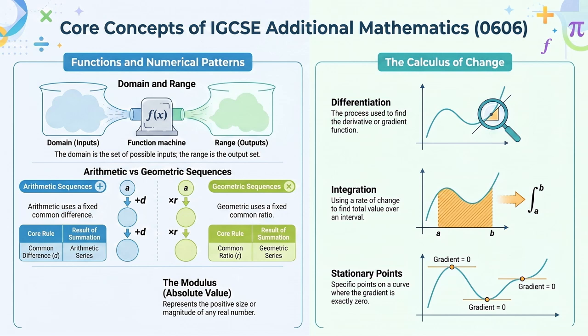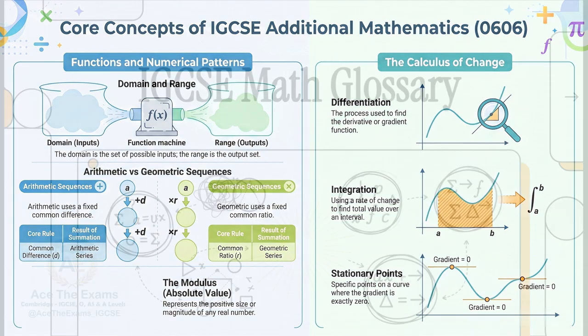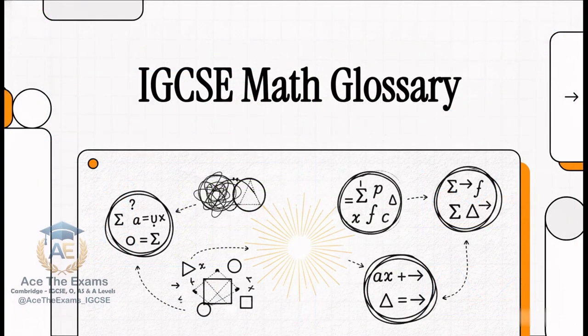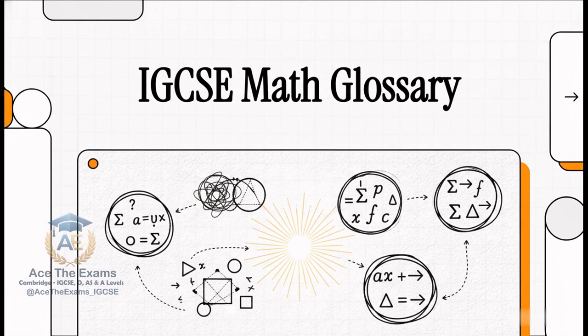Welcome to this explainer. If you've ever stared down a Cambridge IGCSE Additional Mathematics past paper, you know the vocabulary can sometimes hit you like a ton of bricks. It's almost like trying to read a completely foreign language, right? The glossary is absolutely packed with dense, intimidating terms.